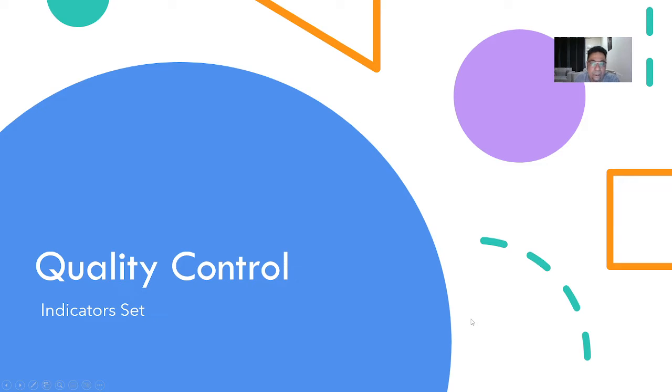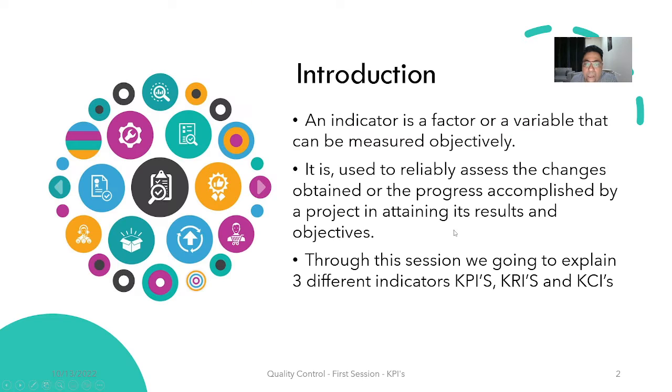Welcome again, everyone, in our quality control sessions. We are talking about the indicator set in our first quality session here. And as we said before, we are going to talk about the three different types of indicators within quality control, which are the KPIs, the KRIs, and also the KCIs.